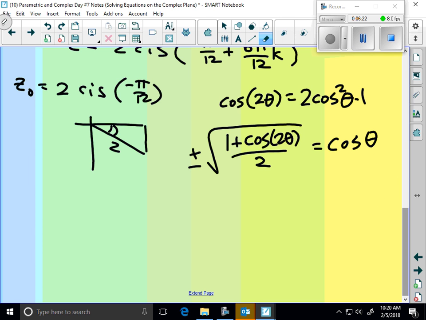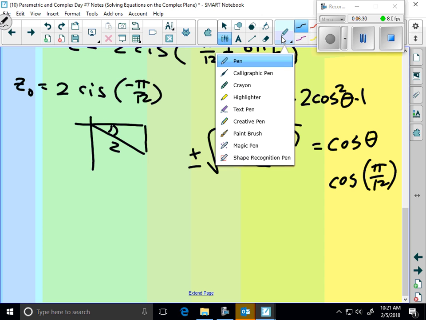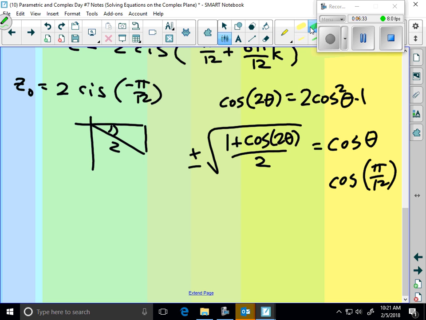So technically speaking, the cosine of pi over 12, oh boy, lost it. The cosine of pi over 12 we could find here in a moment by plugging in pi over 6. Okay, so let's go ahead and roll through that. What would that be? Well, plus or minus the square root of 1 plus, what's the cosine of pi over 6? Square root of 3 over 2. Okay, and we're going to divide that by 2.